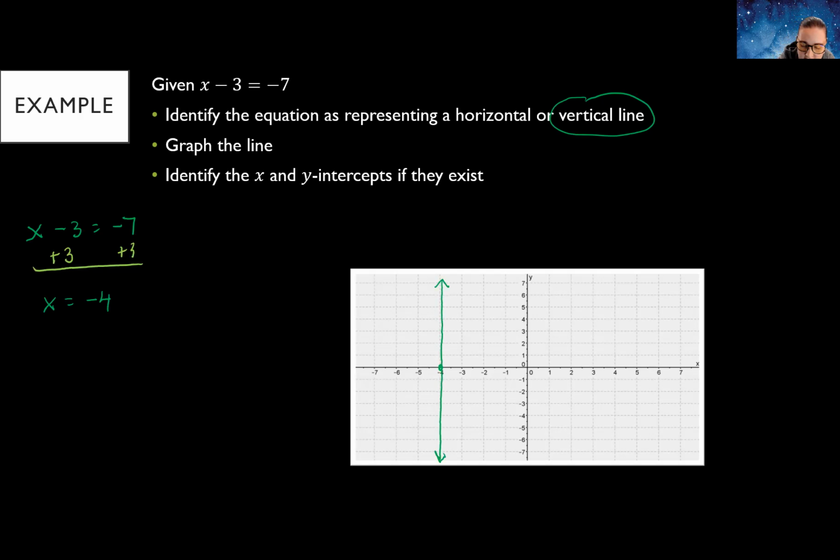So we do have an x-intercept, and that is x equals -4. Or as an ordered pair, that is -4, 0. So it's not going anywhere on the 0 on the y. And there is no y-intercept because we are not crossing that axis at all.